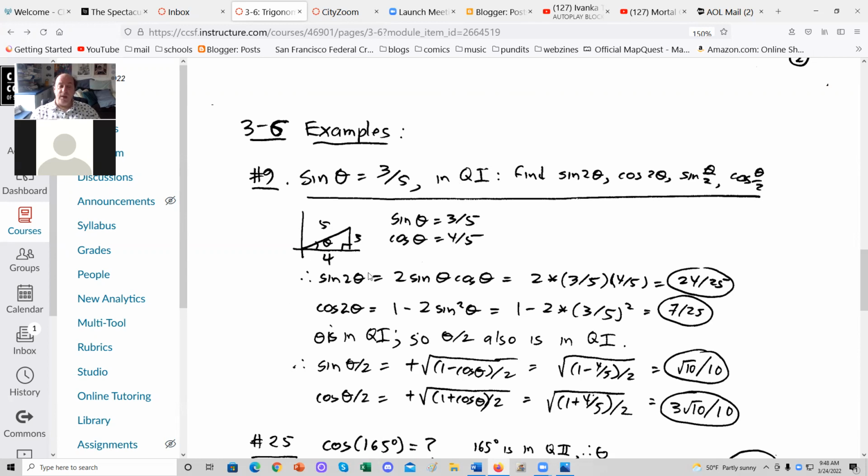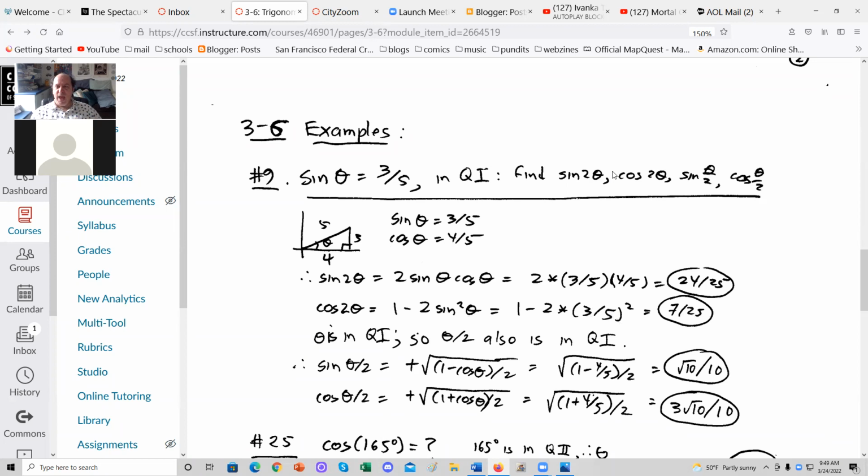Sine of 2 theta is 2 sine theta cos theta. Well, we plug it in. 2 times 3/5 times 4/5 is 24 over 25. Cosine 2 theta. Now we could use cos squared minus sine squared, or 2 cos squared minus 1, or 1 minus twice sine squared. Here I use 1 minus twice sine squared because we were originally given sine theta. Cosine theta is derived. I think it's prudent always to use the freshest ingredients. So 1 minus 2 sine squared theta equals 1 minus twice the square of 3/5. After a bit of work, that's 7/25.